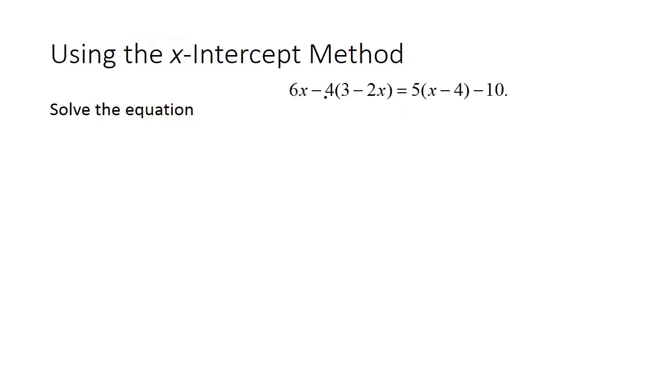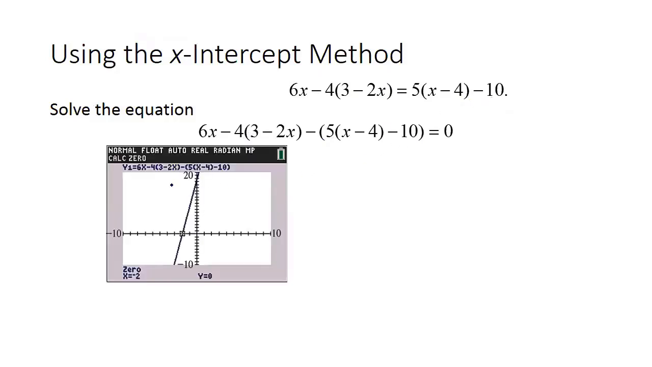Okay, so we have 6x minus 4 times 3 minus 2x is equal to 5 times x minus 4 minus 10. So what would be my first step here, anyone? Distribute, right? So the first step is to distribute. So you go ahead and distribute 6x minus 4 times 3x. In this case, I'm going to move everything to one side of the equation after I distribute.